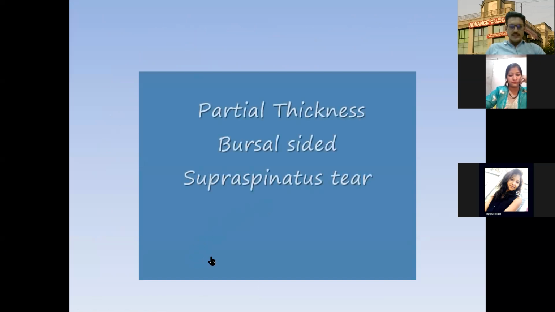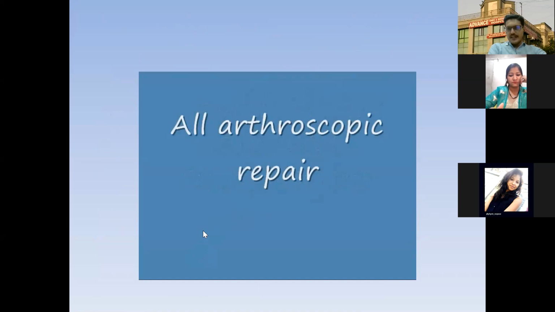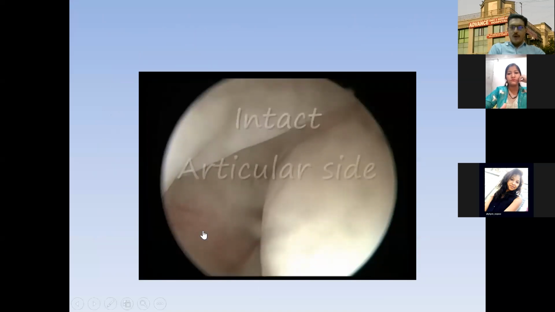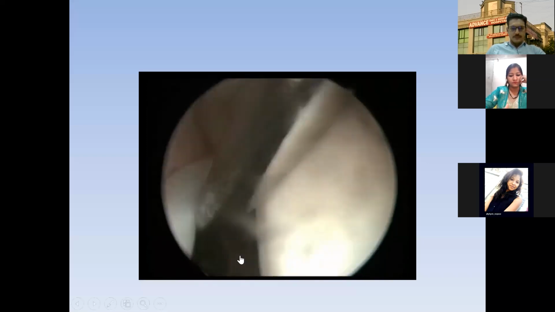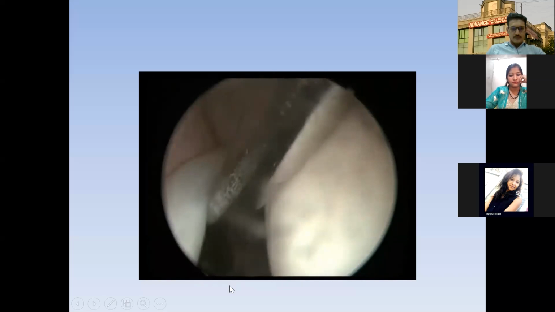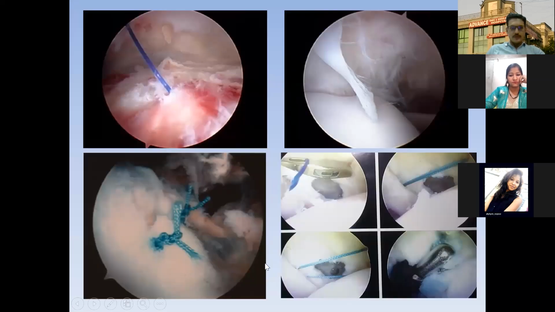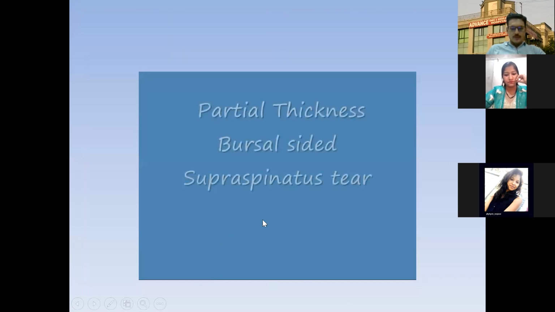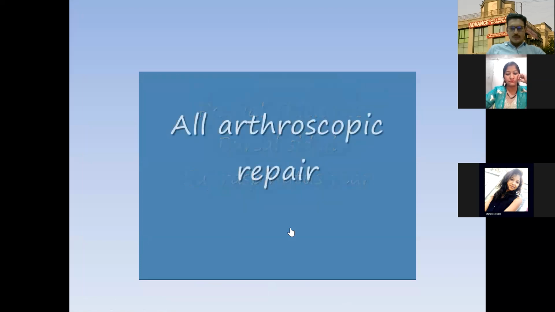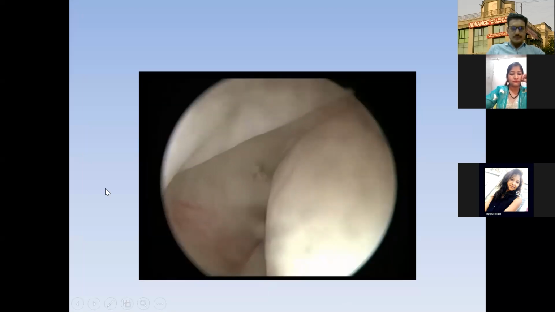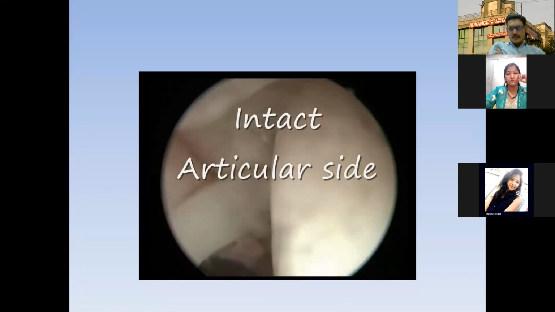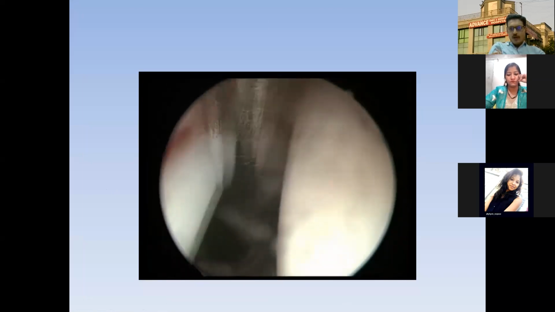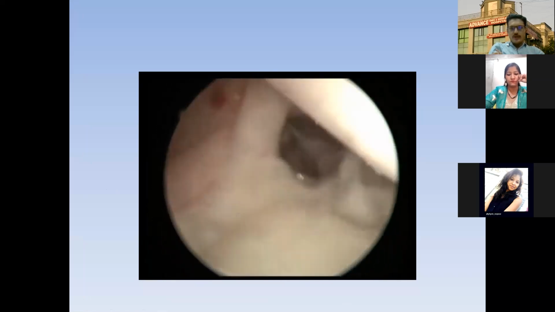So this is a patient. He is a professional cricketer. He was injured while bowling. So he has an injury, and the articular side is inside. So this is the inside of the shoulder. This looks normal. And what we will do is we will now go on the upper side.